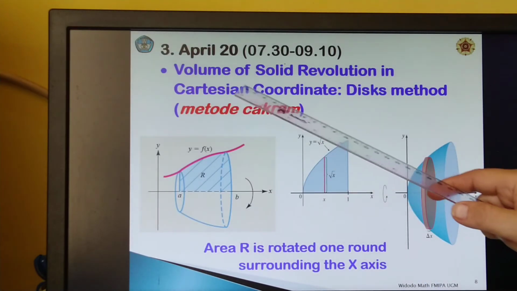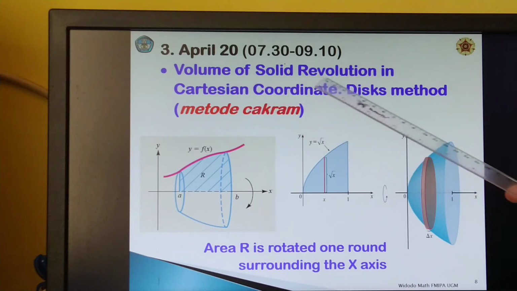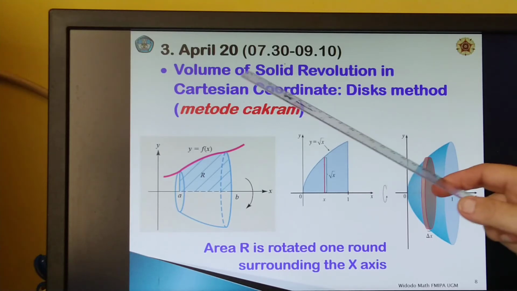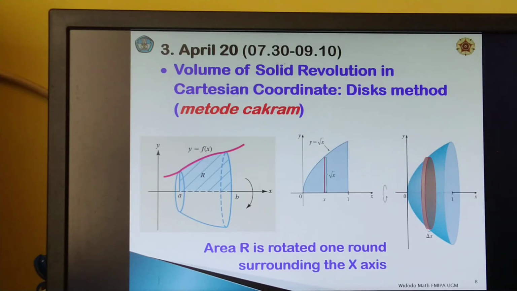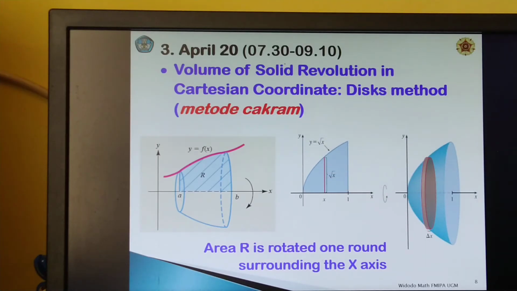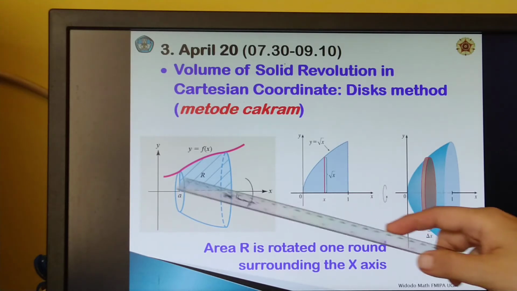Thirdly is about volume. The volume of a solid of revolution in Cartesian coordinates consists of two methods. First is the disk method, or chakra method, and secondly is the shell method, or metode kulit. In the third session, we would like to focus on the disk method. We can describe the disk method in the following way.